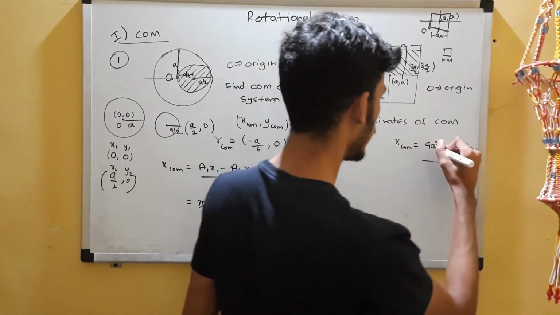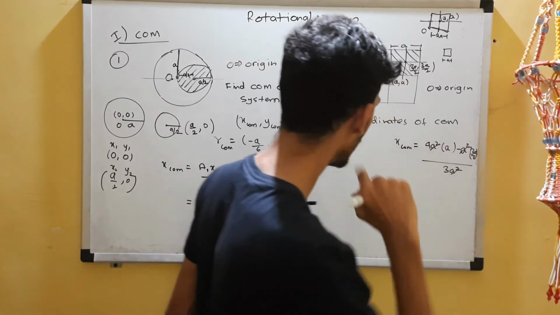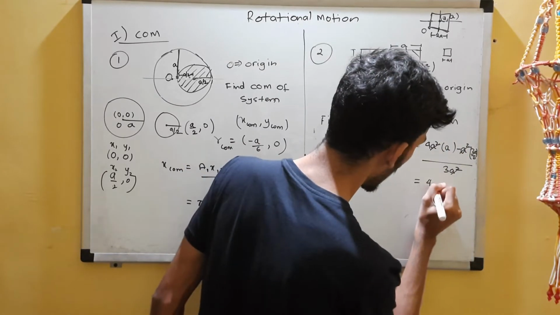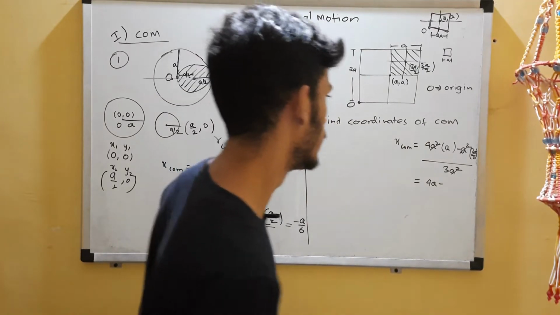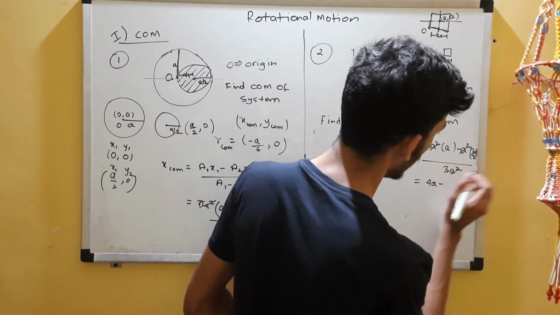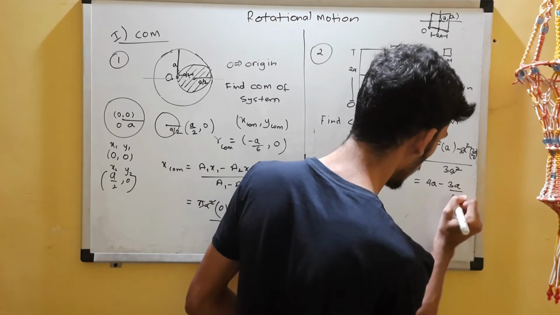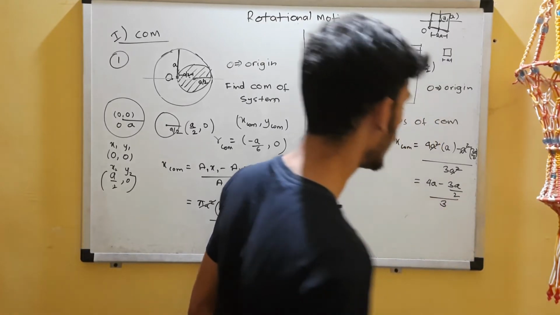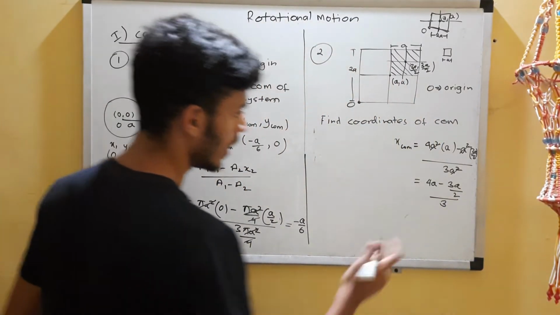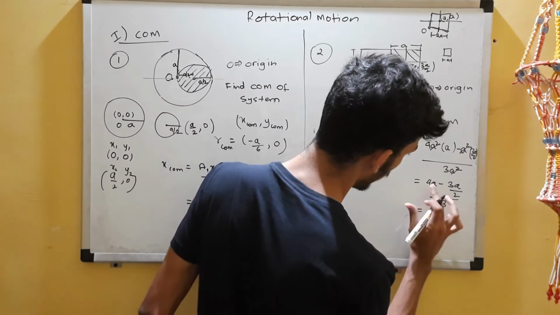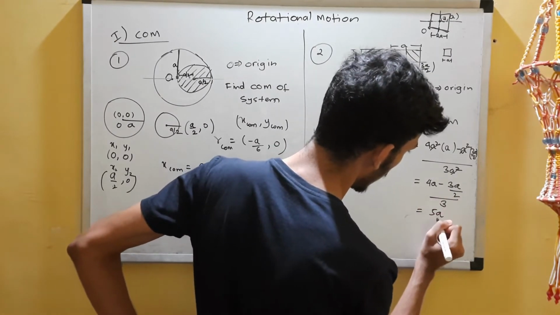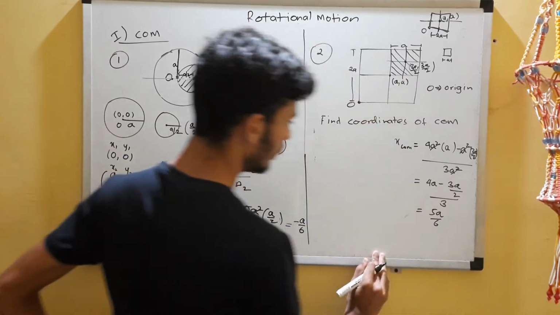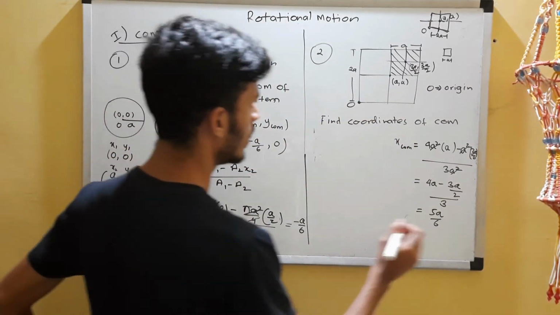So a square we can cancel out throughout. Then we have 4a minus 3a by 2, upon 3. Let's simplify that further. That will be 8 minus 3, 5a by 6. Yes, the x coordinate is 5a by 6.